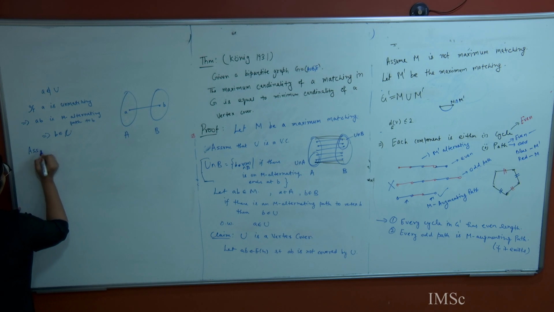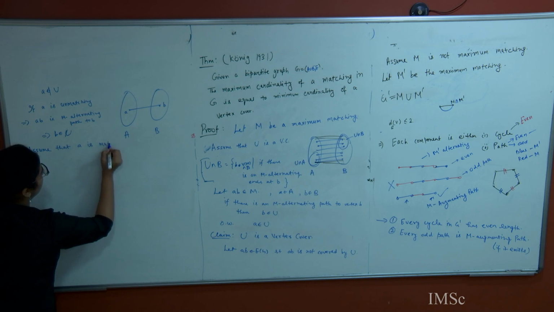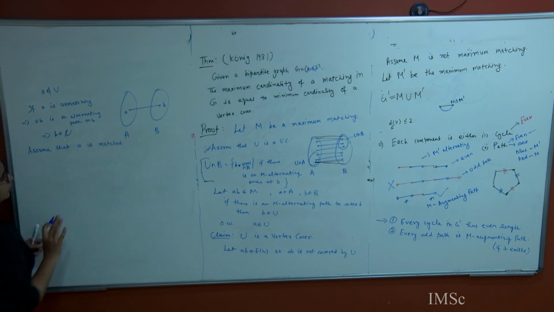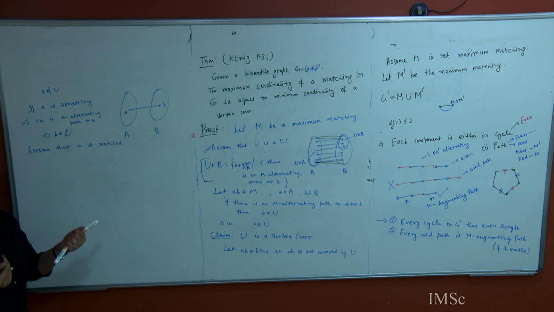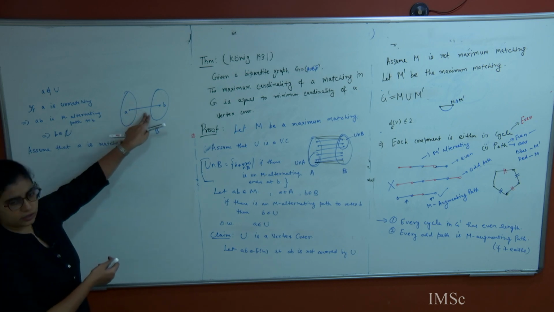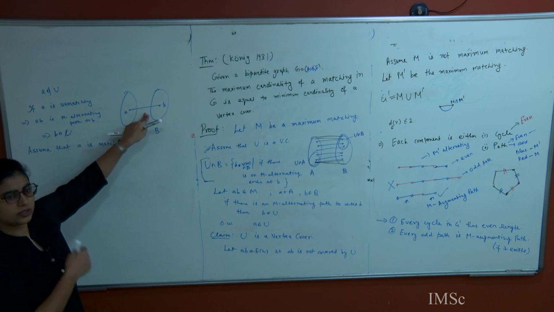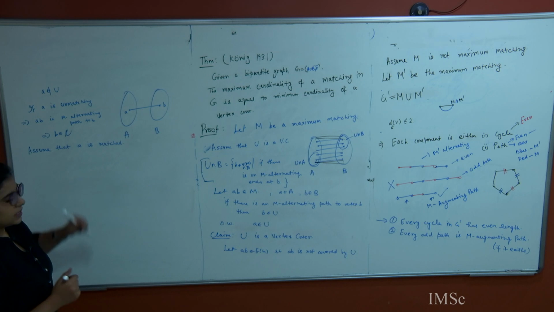So let's assume that A is matched. But this is not a matching edge, because if it was a matching edge, then one of the endpoints must have been in U, right? So this is not a matching edge, otherwise it would have been covered already. But A is matched. What does it mean?